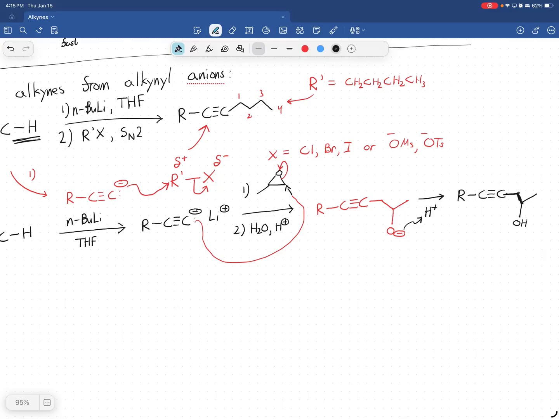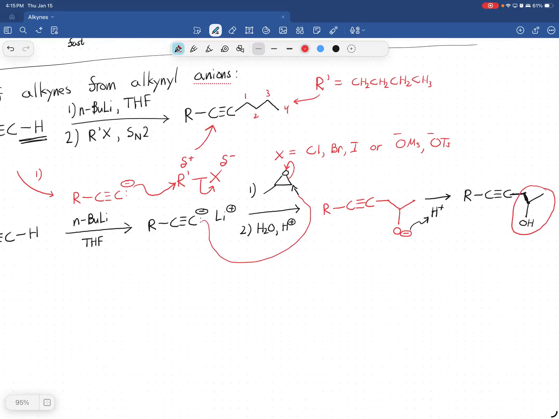Okay, there we go. So that's how you can also, see here, we elongated the chain and added an oxygen functional group here. So that's how we can functionalize alkynes, okay? Those are two classic reactions to elongate an alkyne.